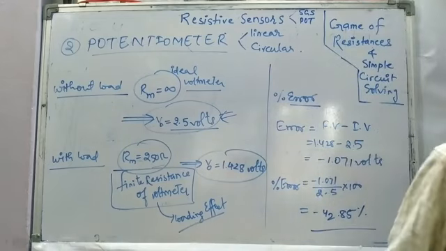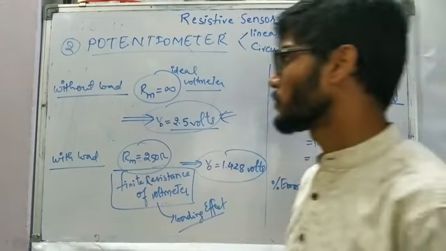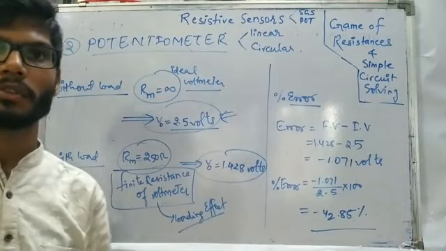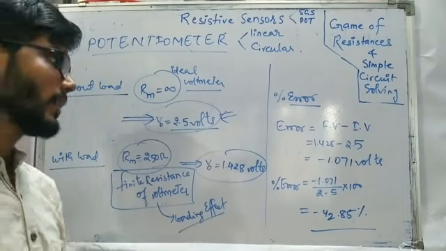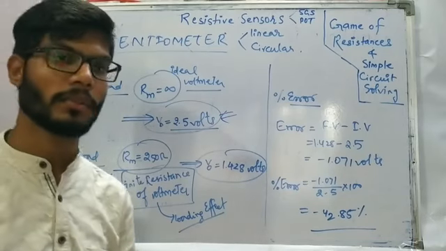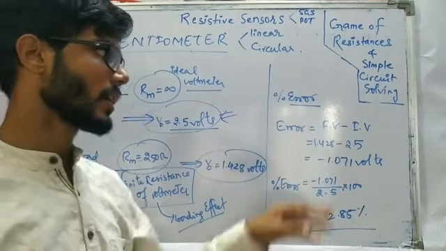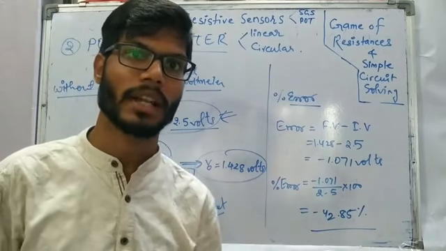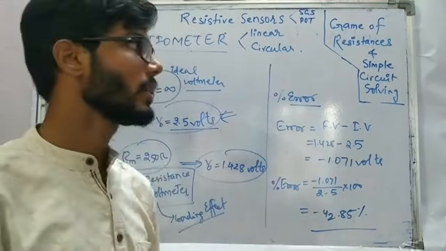So that's the complete idea of the loading effect. If we consider the ideal voltmeter, it is not going to produce any harm to the readings, but if we have finite resistance of the voltmeter, it is going to produce a loading effect. And how much percentage of error it is generating, that we can calculate numerically. And now we'll have a look at circular potentiometers.